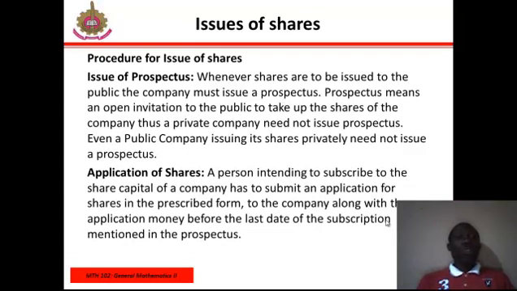Issue of prospectus. Whenever shares are to be issued to the public, the company must issue a prospectus. Prospectus means an open invitation to the public to take up the shares of the company. Thus, a private company need not issue a prospectus. Even a public company issuing its shares privately need not issue a prospectus.